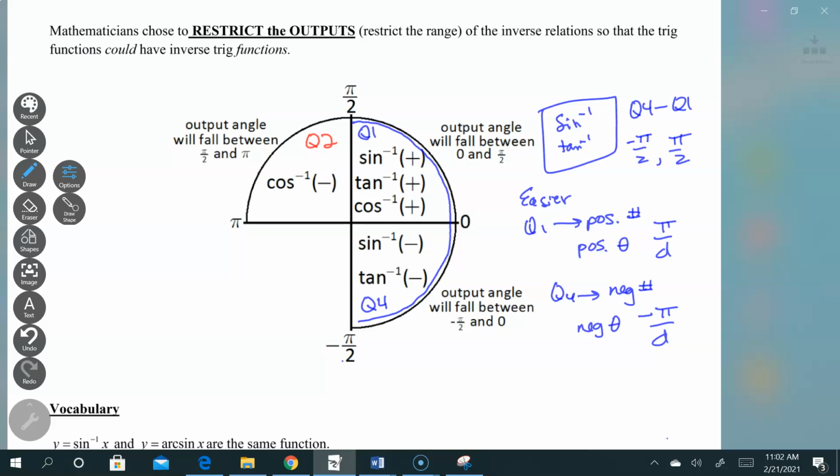Okay, notice this angle down here is not 3 pi over 2, it's negative pi over 2 because we will make it continuous. Negative pi over 2 to negative pi over 4 to 0 all the way up to pi over 2.